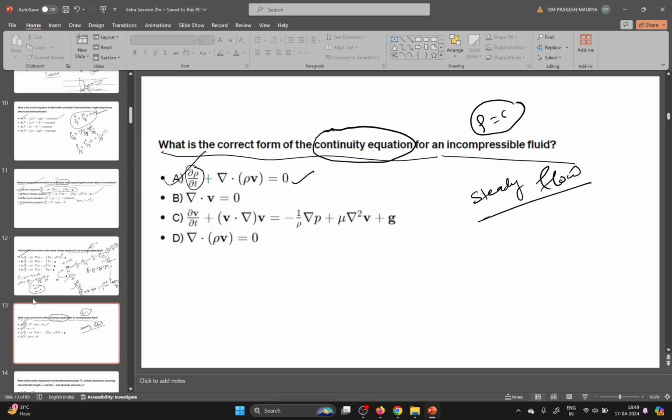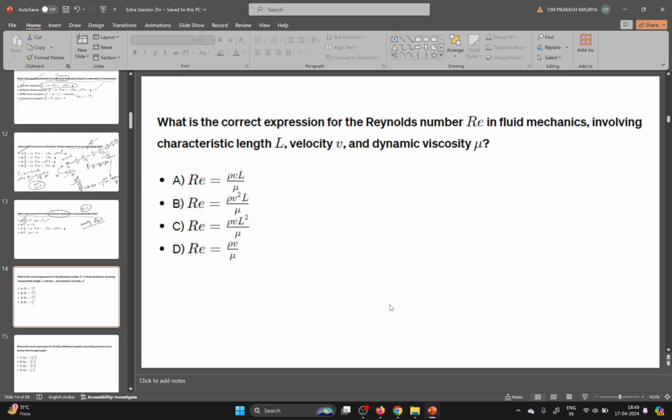Now moving ahead to the next question: what is the correct expression for Reynolds number Re in fluid mechanics? We are talking about the Re involving characteristic length L, velocity V, and the dynamic viscosity. So what is actually the Reynolds number? And I will tell one good thing here about the Reynolds number. First you try to give the answer.